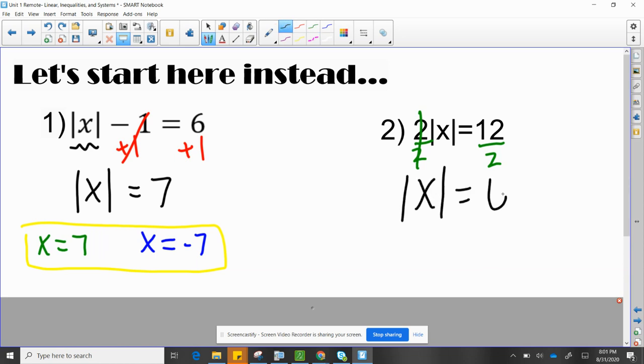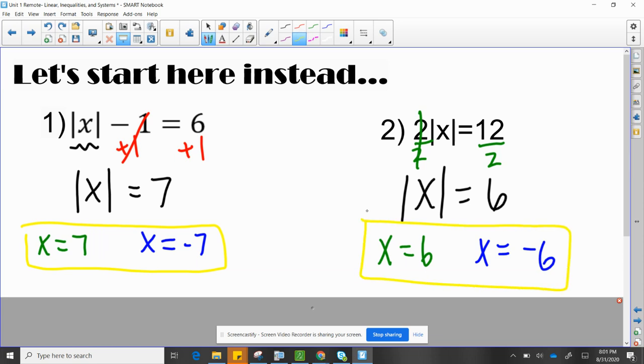So 12 divided by 2 is 6. Now that my absolute value is by itself, we go ahead and split it into two equations. First equation, generally looking the same. Second equation, the left side stays the same. We just flip the sign on the right side. And this one's done. Okay. So now that we got some basic examples done, let's go back to the book problems.